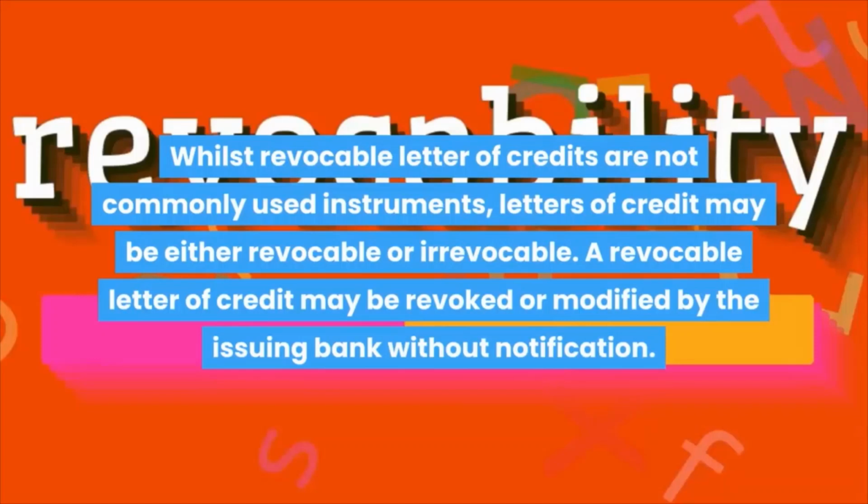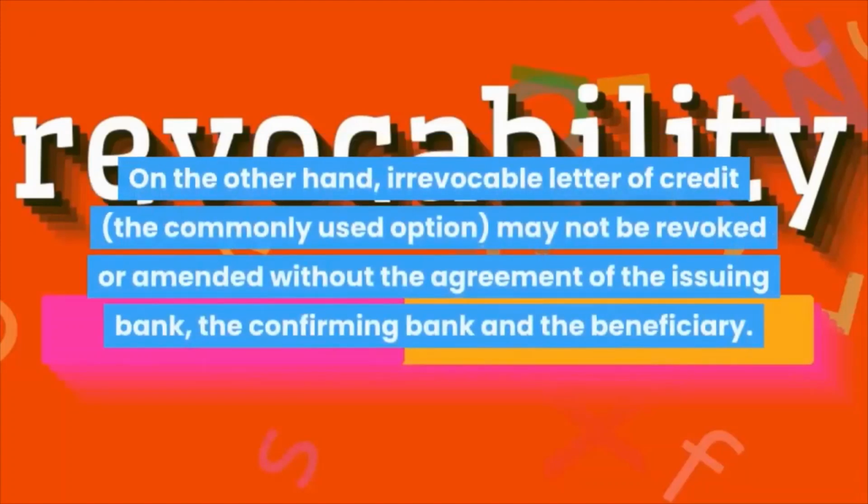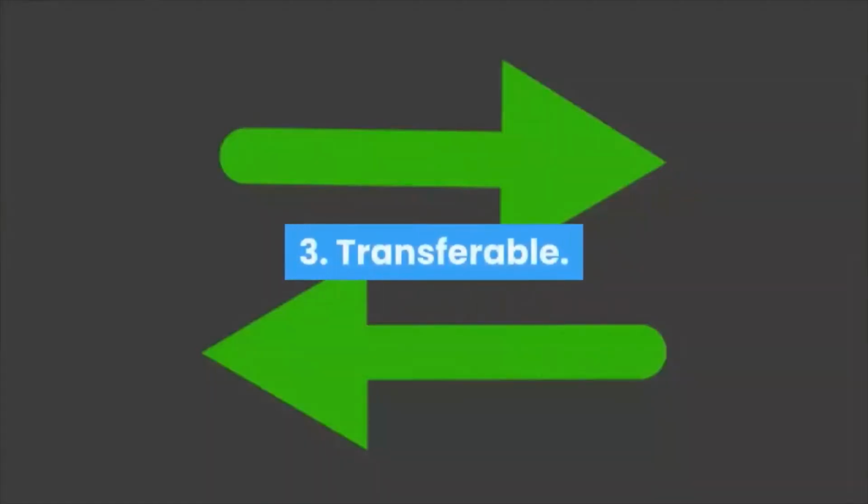2. Revocability. Whilst revocable letters of credit are not commonly used instruments, letters of credit may be either revocable or irrevocable. A revocable letter of credit may be revoked or modified by the issuing bank without notification. On the other hand, an irrevocable letter of credit, the commonly used option, may not be revoked or amended without the agreement of the issuing bank, the confirming bank and the beneficiary. 3. Transferable.